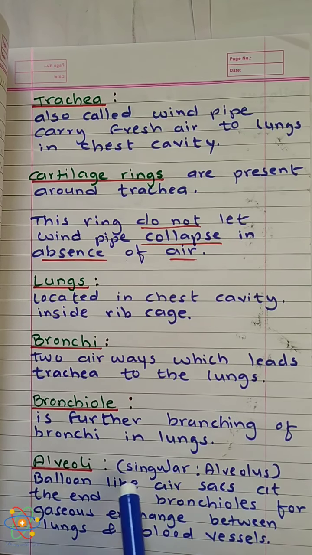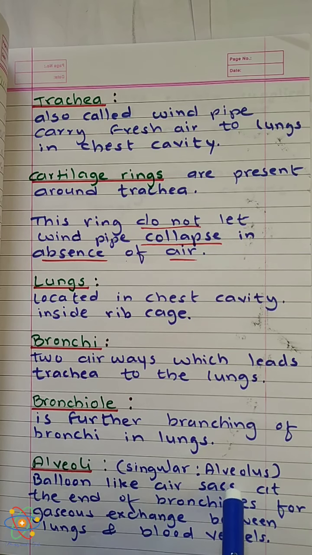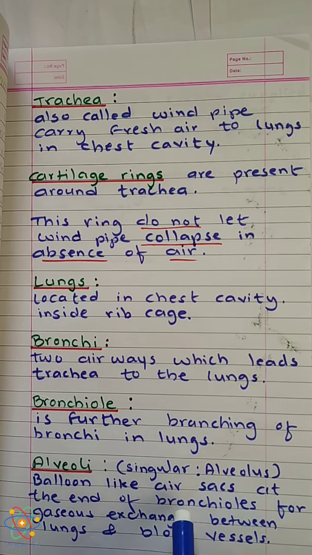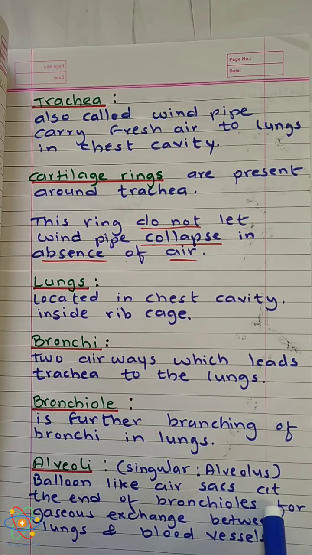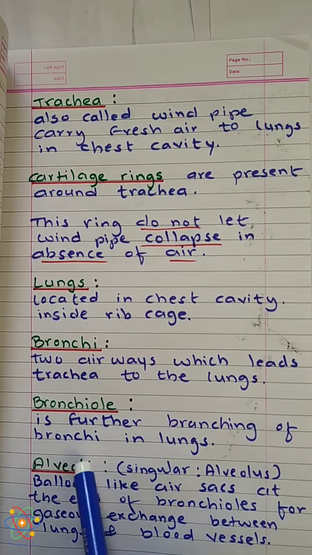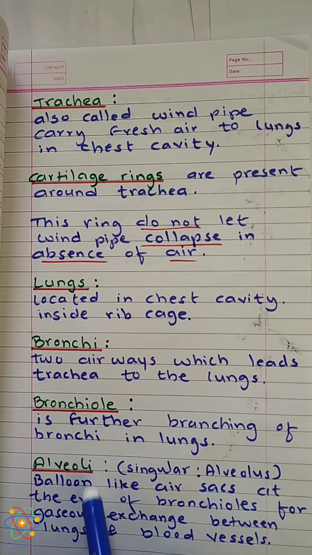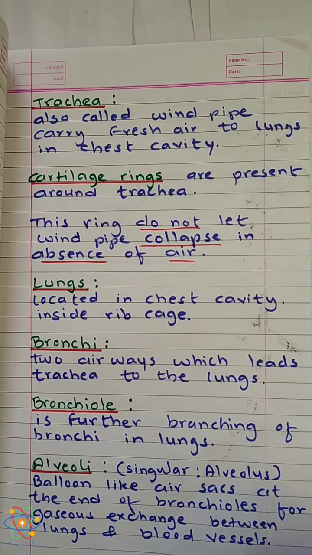So a balloon-like structure is present at the end of the bronchiole. Balloon-like air sacs means balloon जैसा एक structure जो हर bronchiole के last part में present होता है for gaseous exchange between lungs and blood vessel. So alveolus or plural alveoli helps in better gaseous exchange between the lungs and the blood vessel.